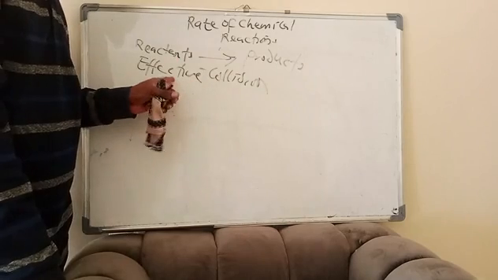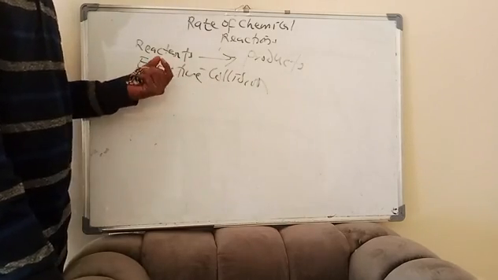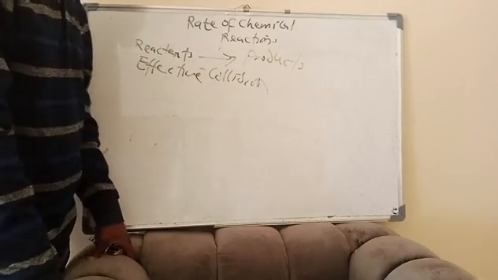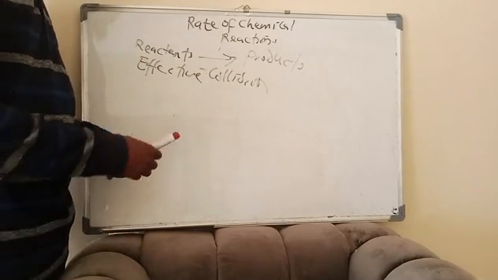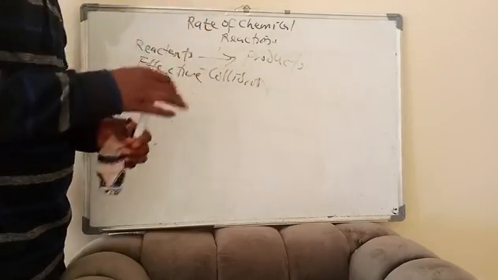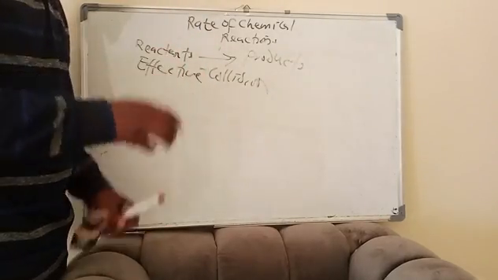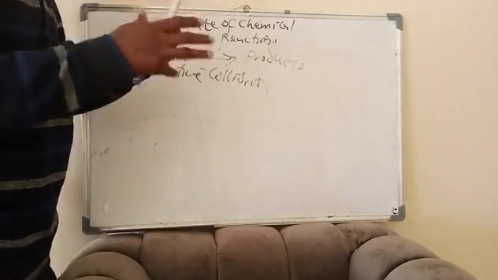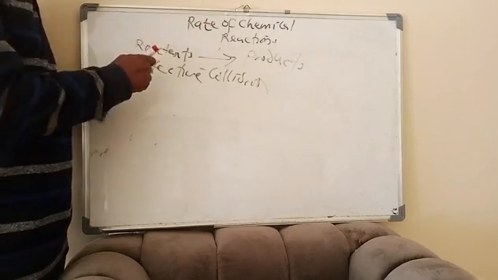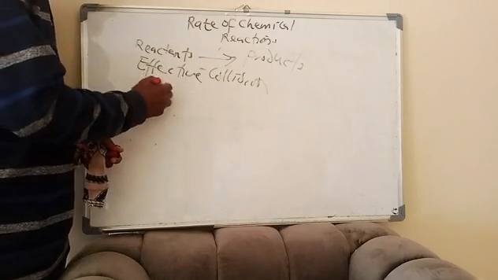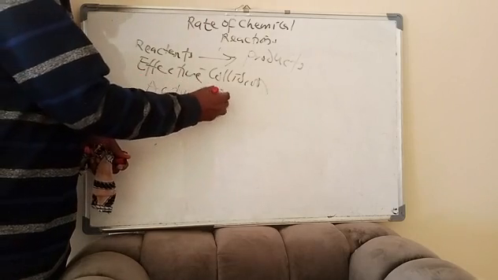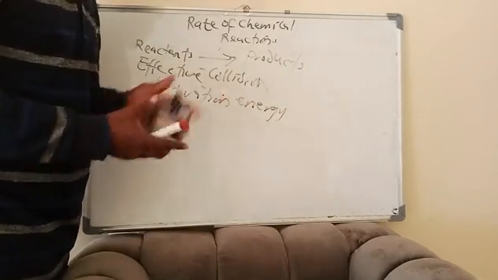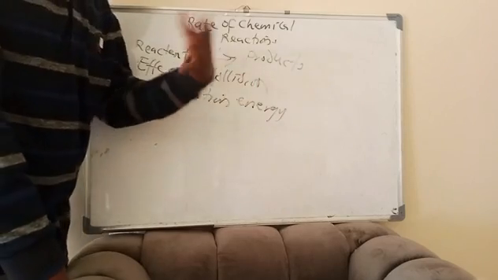An effective collision is that collision that is sufficient enough to bring about a reaction. Then aside from effective collision, there must be a development of enough energy. The molecules must possess energy which is enough to overcome what we call the activation energy. This activation energy is the minimum energy required for a reaction to occur.